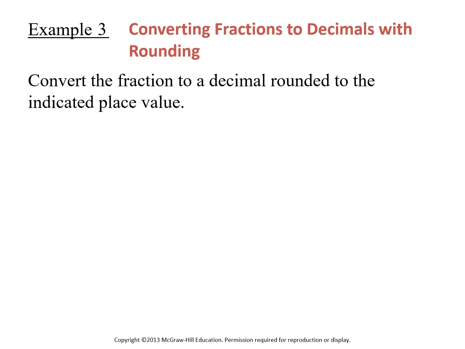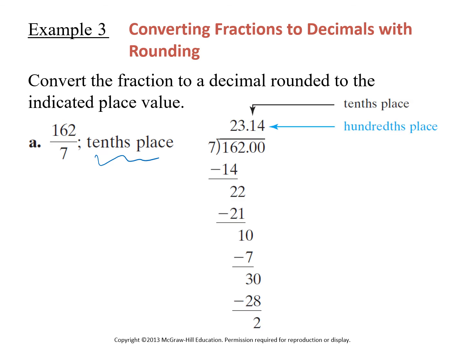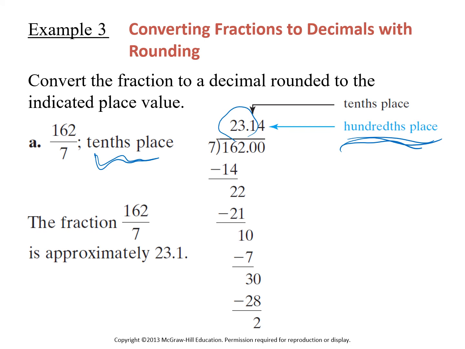To convert a fraction to a decimal with rounding: if you're told to round to a particular place, like 162/7 to the 10th place, you have to take 162 and divide by 7, and you'll have to go one extra place. We'll have to divide this out to the 100th place so we can go back to the 10th place and make a decision whether to keep it or round up. And the number 4 in the 100th place tells me not to round up. So to the nearest 10th, I'm going to have 23 and 1/10.